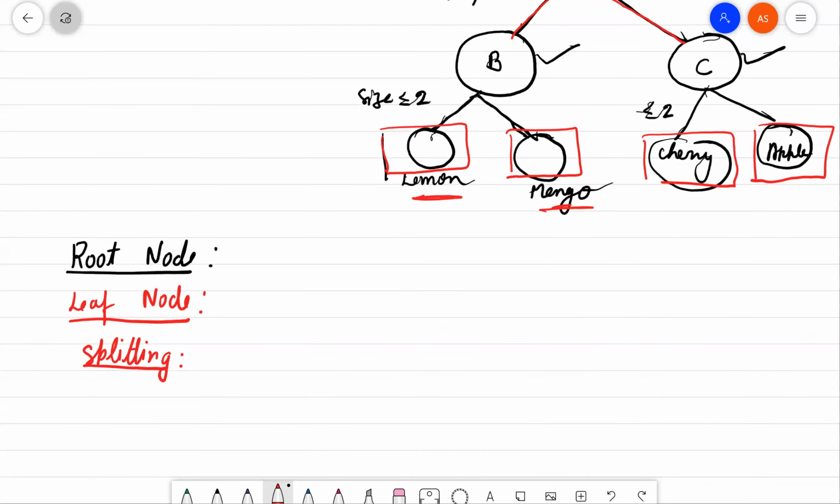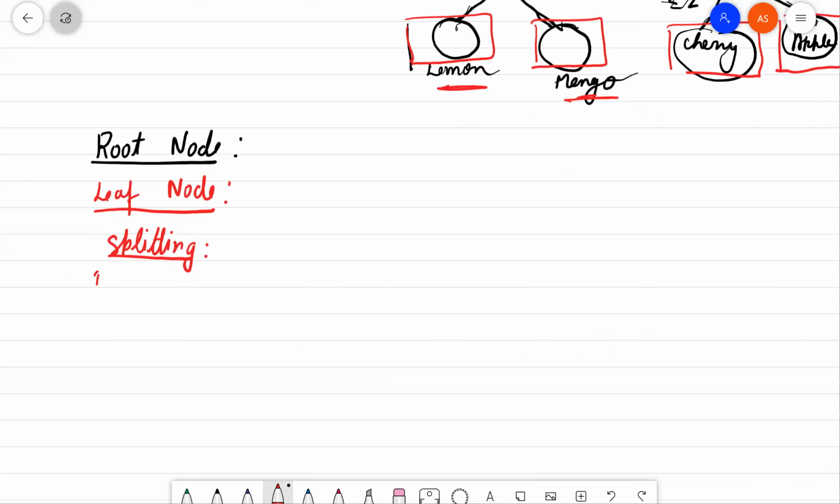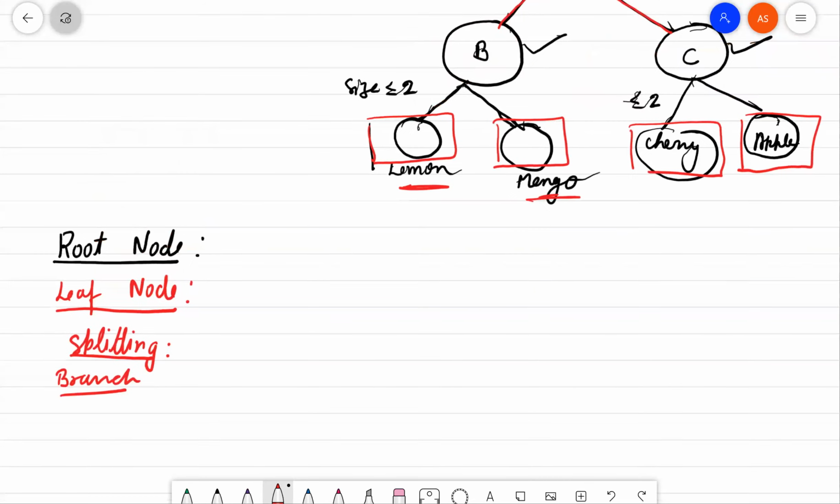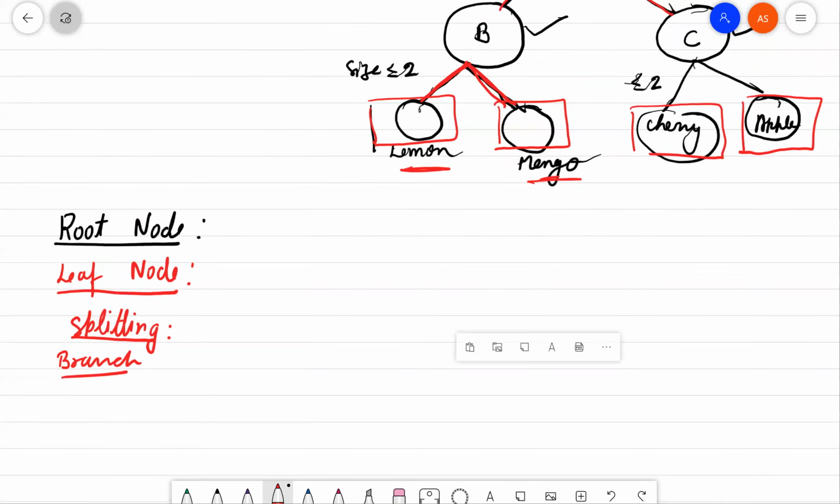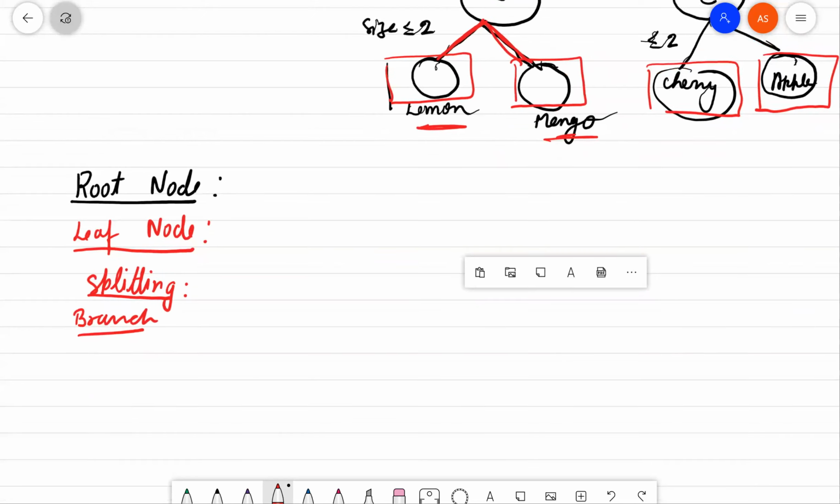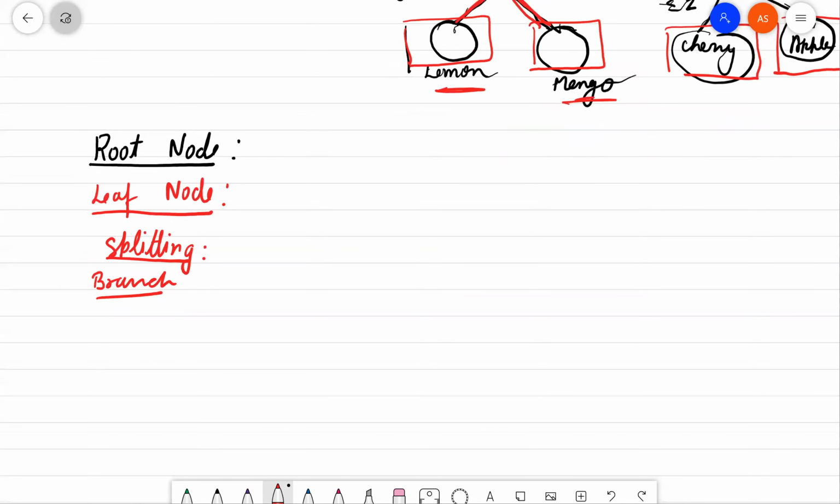Okay. And the next terminology which is used in the decision tree is branch. So these lines are the branches. Okay. Next is pruning.